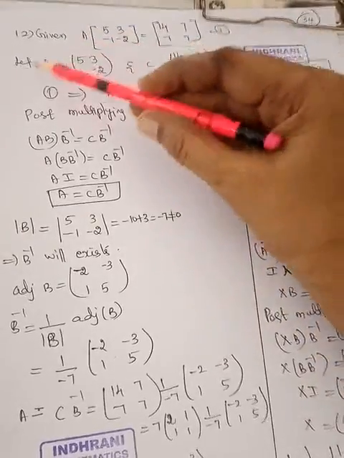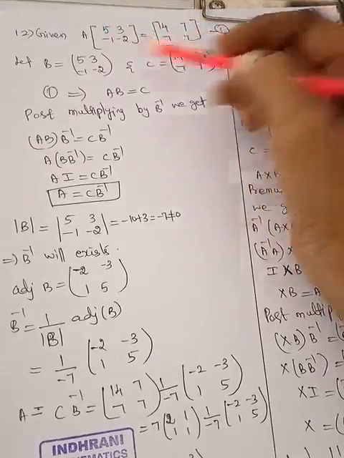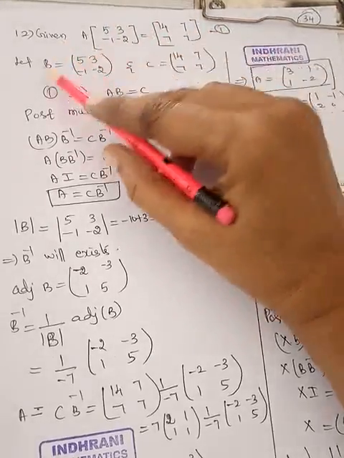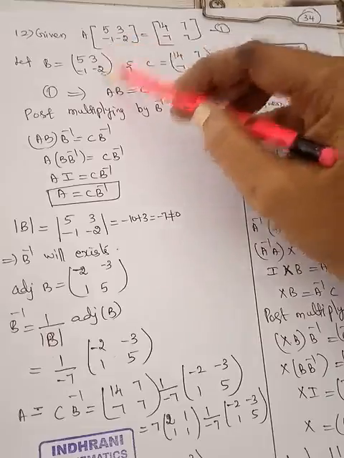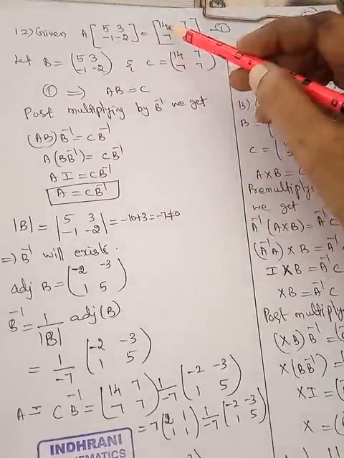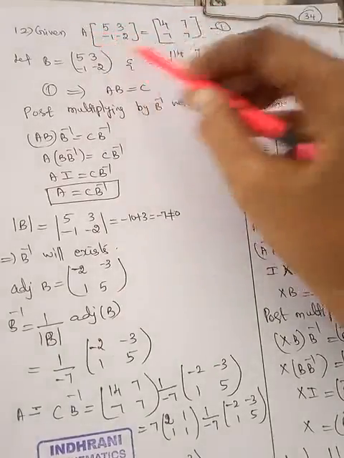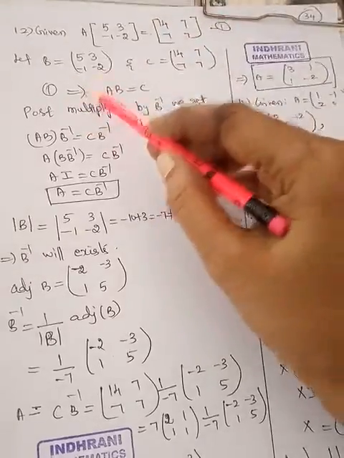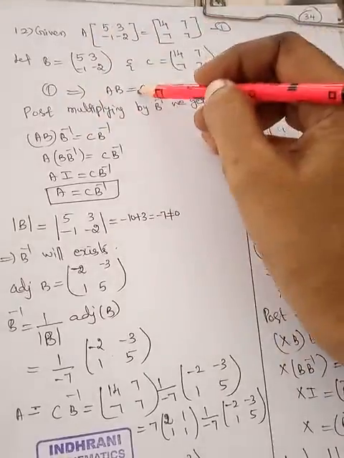So, I am going to call this matrix B and this matrix C. Now, let us take B equal to the 2 by 2 matrix 5, 3, minus 1, 2 and C equal to the 2 by 2 matrix 14, 7, 7, 7. So, the given equation number 1 implies A into B is equal to C.